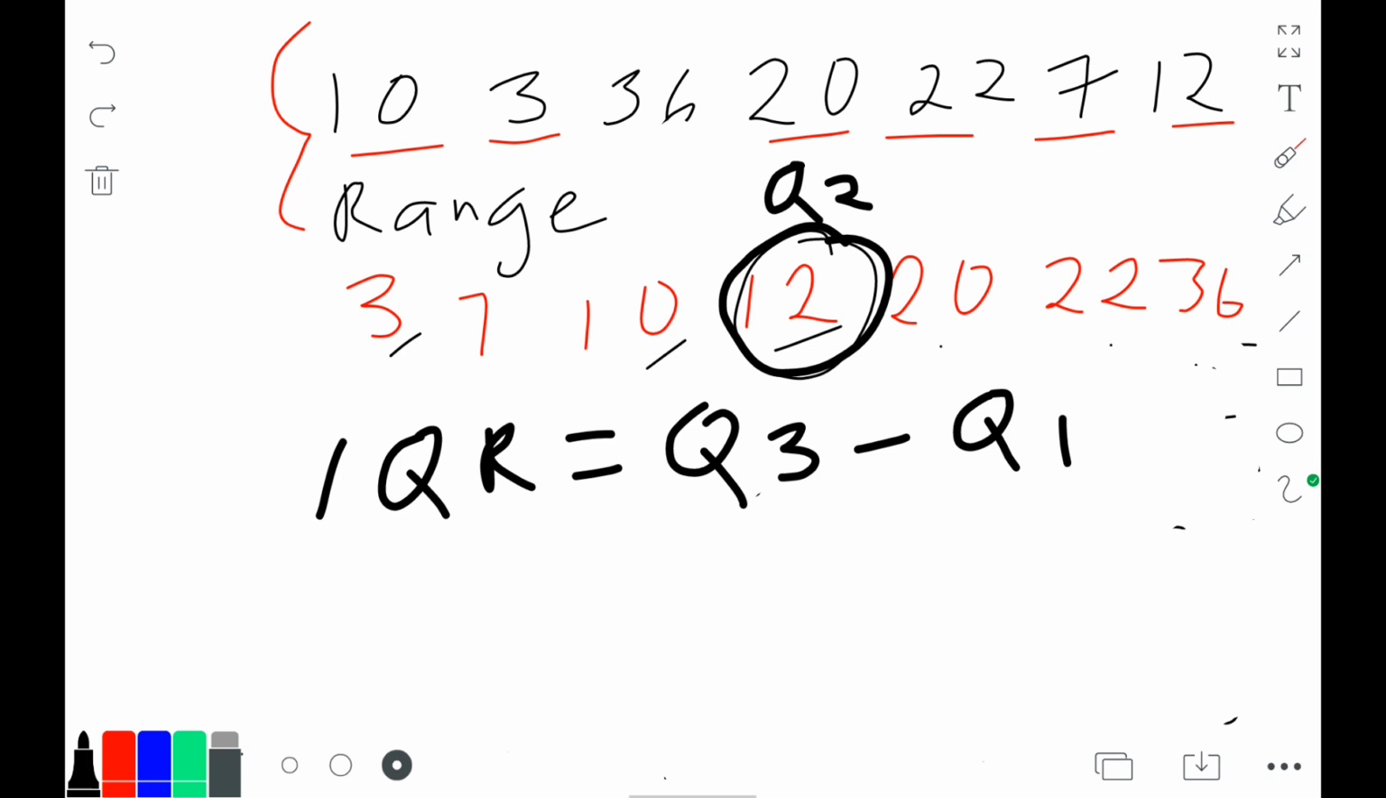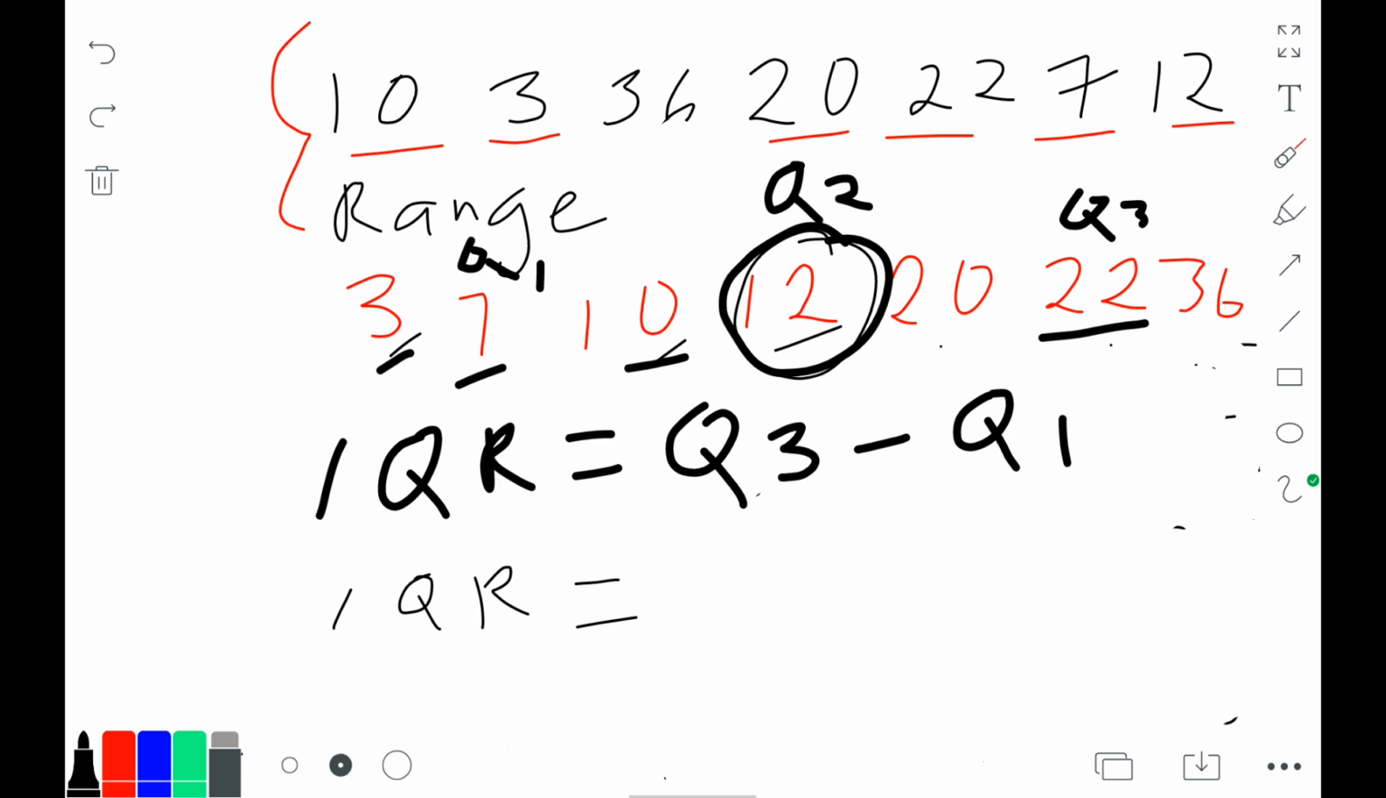When you find your interquartile range, you come to this side and this side, which means our Q1 is this one and our Q3 is that one. So 22 is Q3 and 7 is Q1. Now when we calculate our interquartile range, it's equal to 22 minus 7, which gives us 15. So that's your interquartile range.